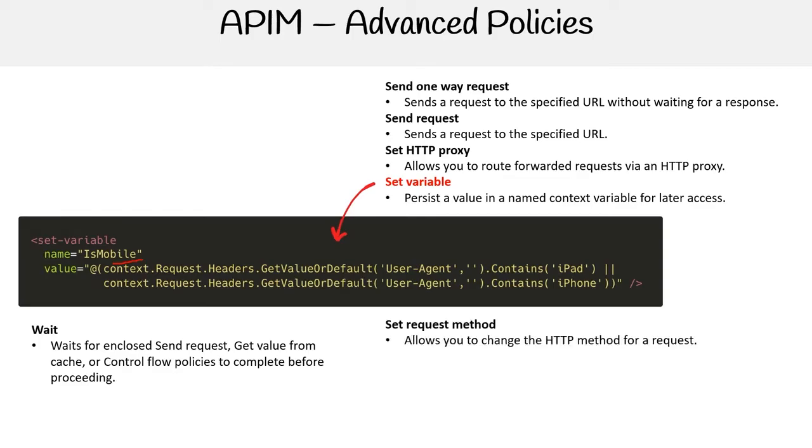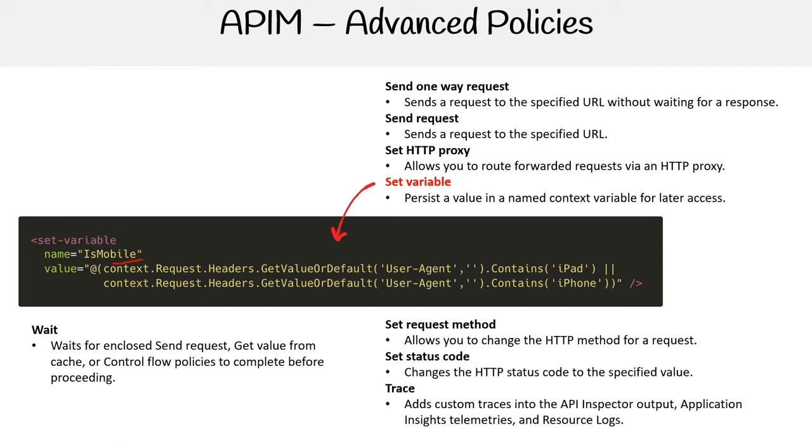Set request method, allows you to change the HTTP method for a request. Set status code, change the HTTP status code to the specified value. Trace, adds custom traces into the API inspector output, application insight telemetries, and resource logs.